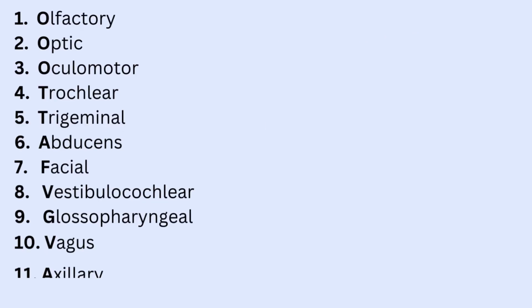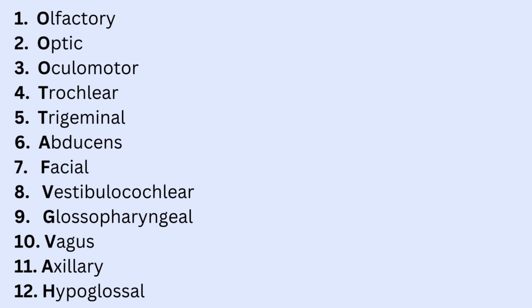And using the first letter in this mnemonic for every word, cranial nerve 1 is the olfactory nerve, 2 is the optic nerve, 3 is the oculomotor nerve, 4 is trochlear, 5 is trigeminal, 6 is abducens, 7 is facial, 8 is vestibulocochlear, 9 is glossopharyngeal, 10 is vagus, 11 is accessory, and 12 is hypoglossal.